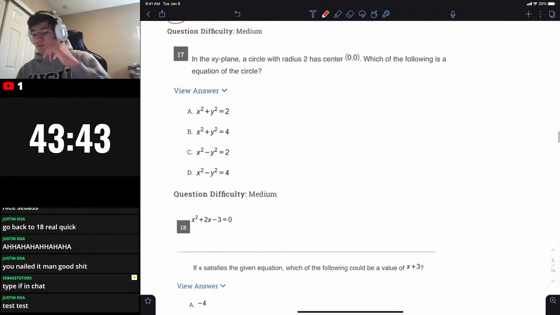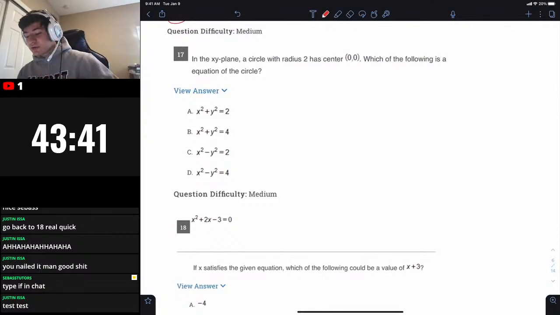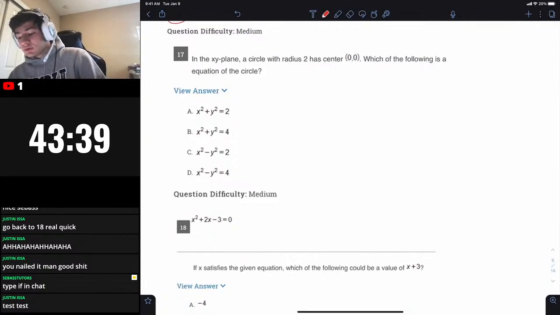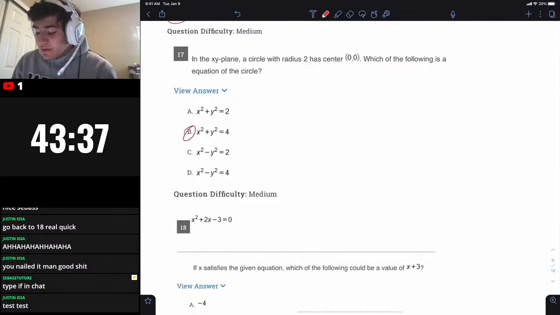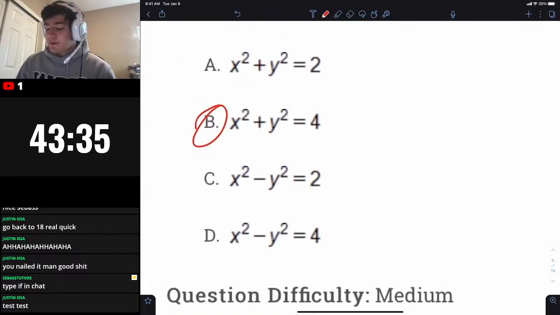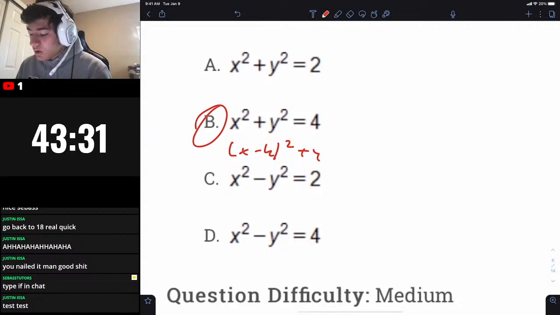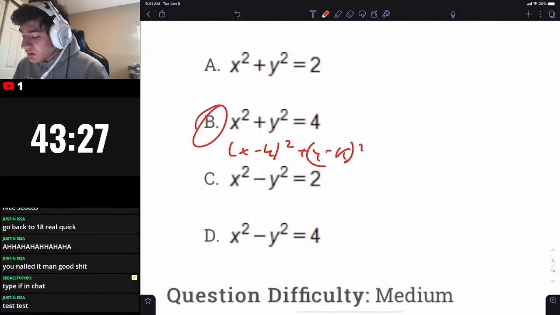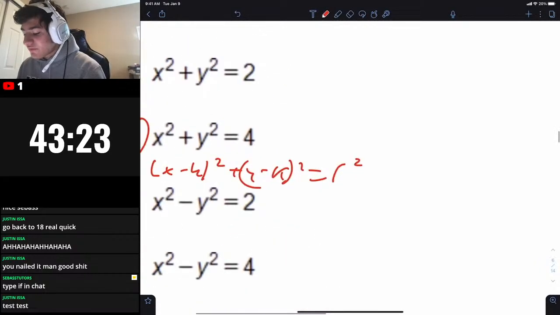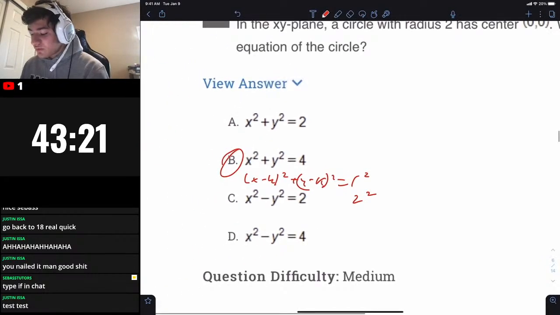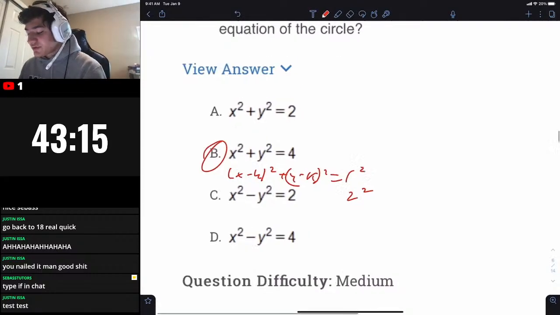In the xy plane, a circle with radius 2 has center, which of the following is an equation of the circle? It is going to be B, right? Because this is our equation of a circle, which is x minus h squared plus y minus k squared equals r squared, where r is radius. We said we had a radius of 2, so 2 squared is going to be equal on this side, so it's going to be B. And then, yeah, h and k are both 0, 0.